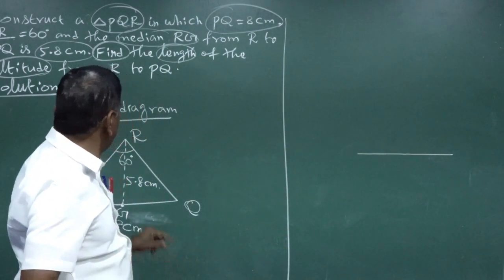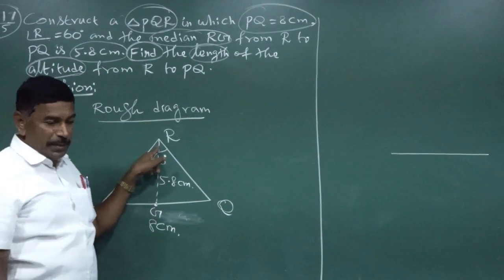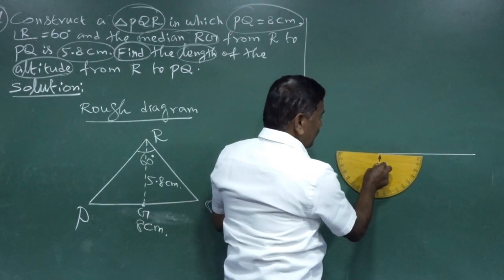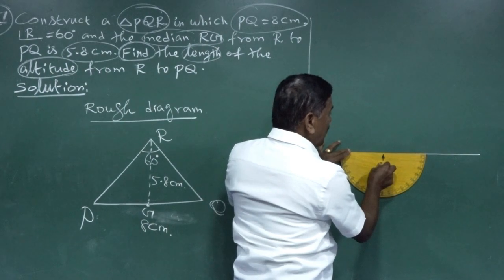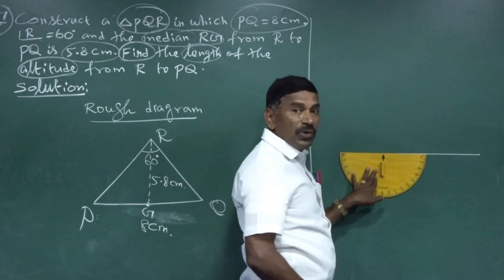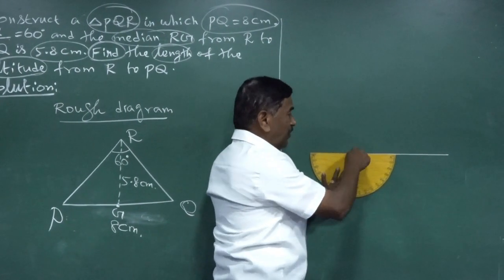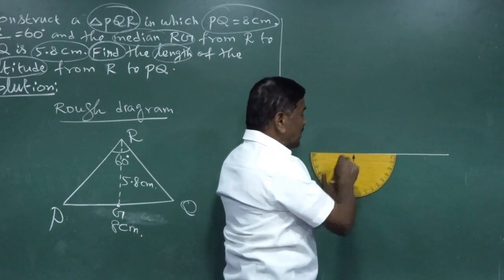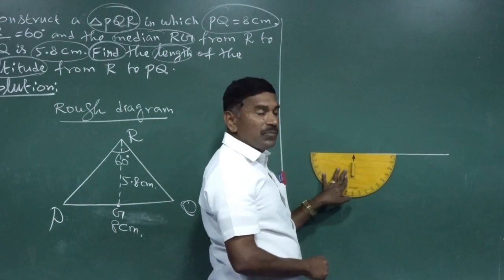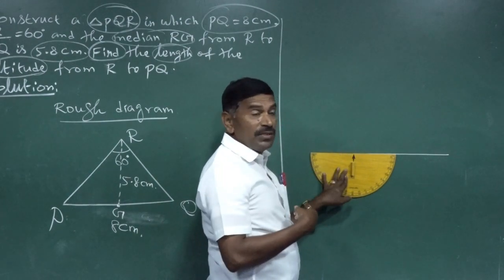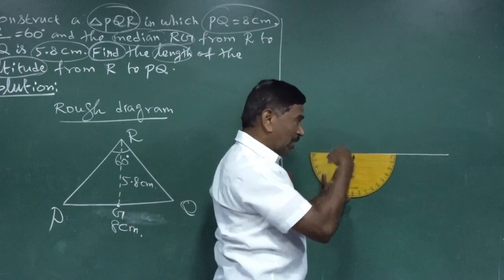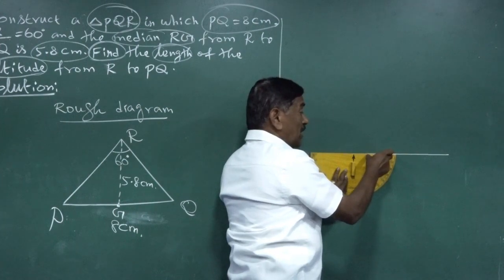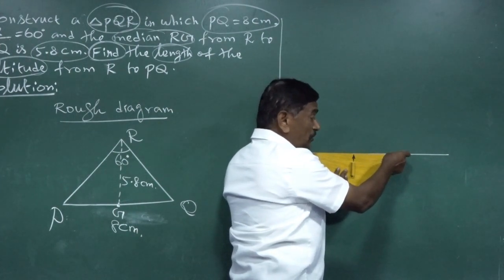Next step. Consider measurement of angle R equal to 60 degree. Now take protractor, P as a center. P as a center, 60 degree we have to count, with the line segment PQ equal to 8 centimeter. Step 2. P as a center, PQ as a line. Now, which side do I have to count, right or left? Very good. Right side. Because the protractor is sitting on the line on the right side, I have to count from the right side.